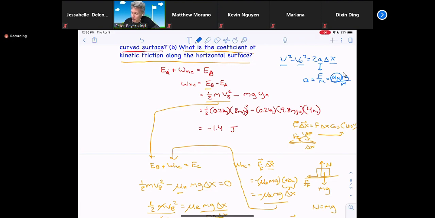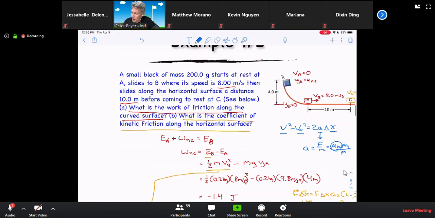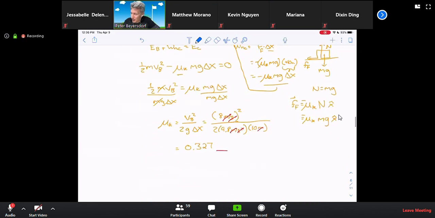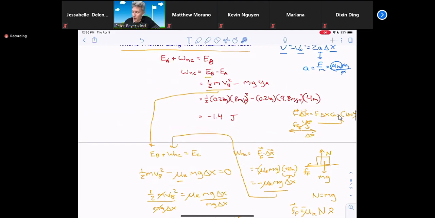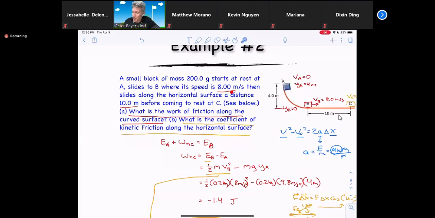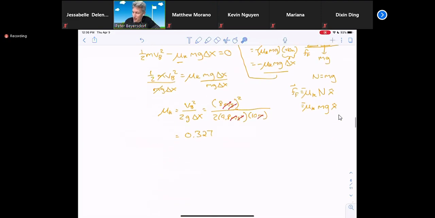So interesting question, though. Should our answer for part B have only 2 significant digits? If we look at what we used to calculate it, we didn't use anything about part A. We were told the velocity at part B was 8 meters per second. So given that, we didn't use the value for part A, so we could still have 3 significant digits in part B.